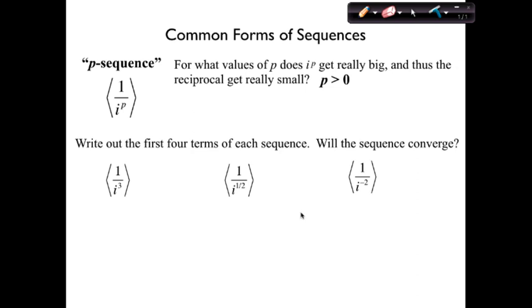And so P sequences converge to 0 when P is greater than 0. Okay? So here's how we could write that. 1 over I to the P converges to 0, arrow 0, as I gets very large if P is greater than 0. So that's how, mathematically, we can write this conclusion of our P sequence. Okay, questions on that?